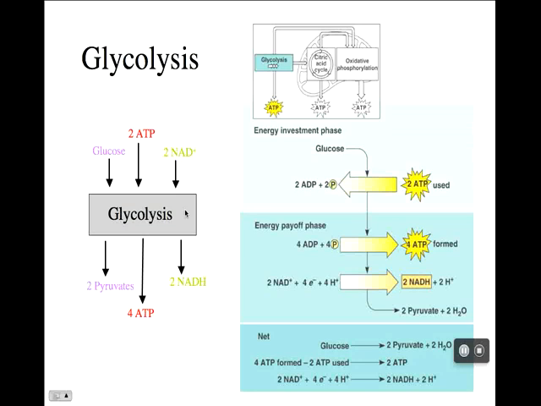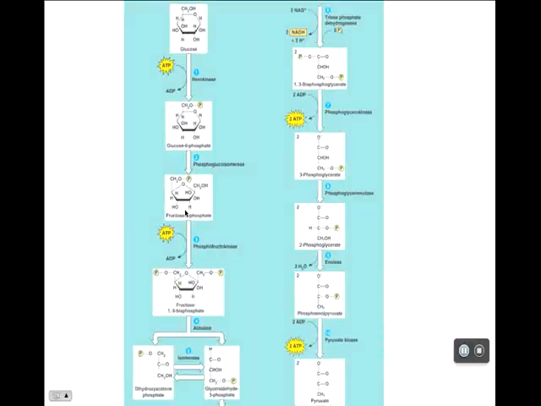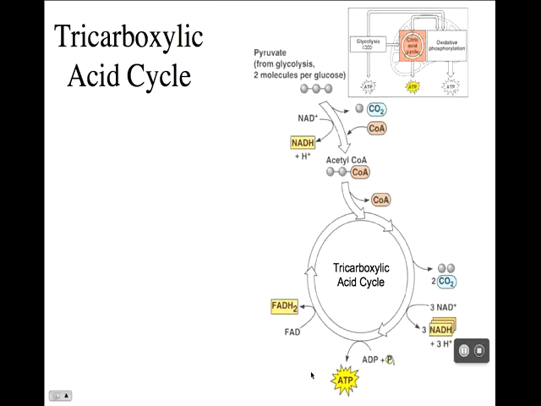All right, so we've gone through glycolysis. Pyruvates are coming out the other side here. Where do the pyruvates go? The pyruvates go to the next step of aerobic respiration. So we went through glycolysis here. The pyruvates are coming out and heading towards the tricarboxylic acid cycle.